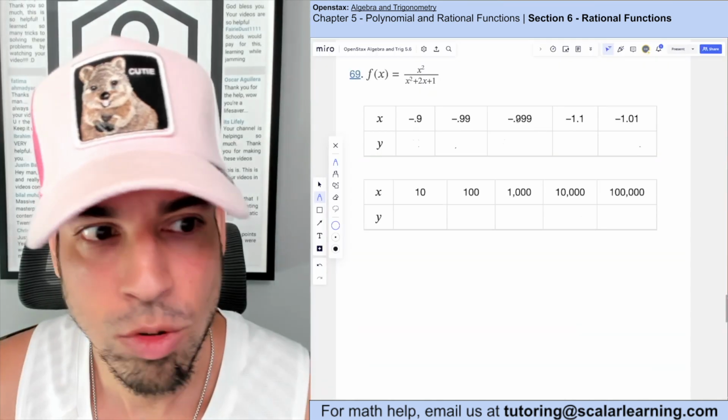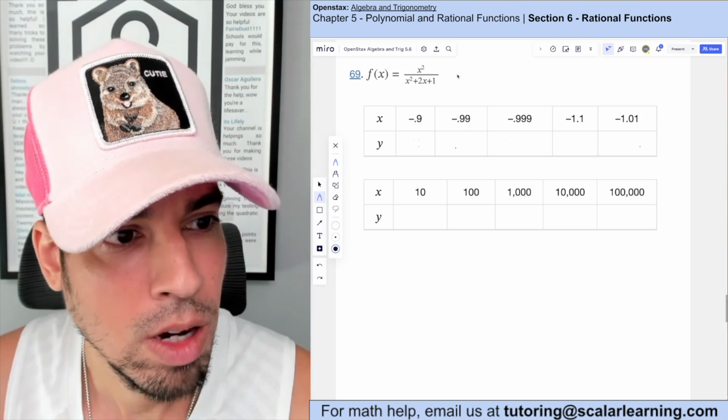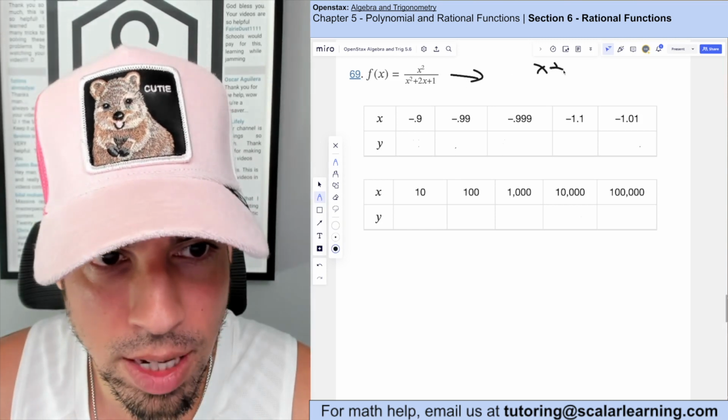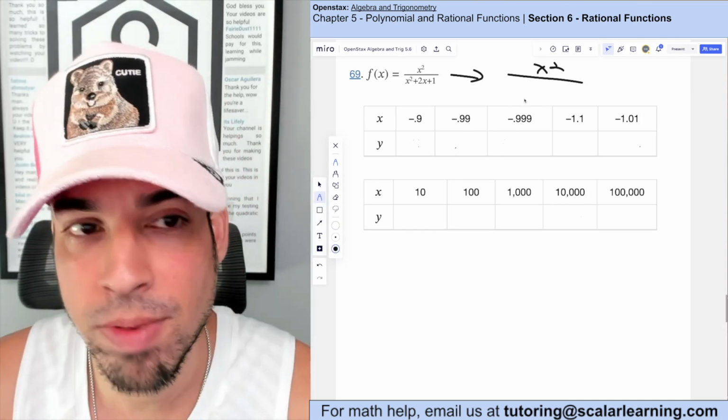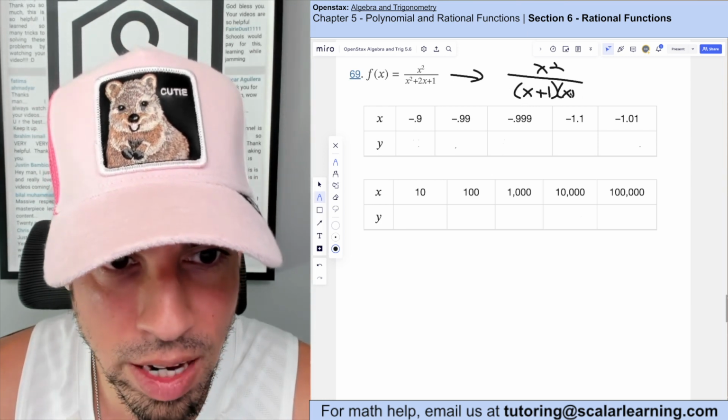Done. So for this one, before we begin, we've got to figure out where that vertical asymptote is occurring. And in order to do that, I need to factor that denominator. So this is actually a nice perfect square trinomial if you recognize it. It's x plus 1 times x plus 1, right?